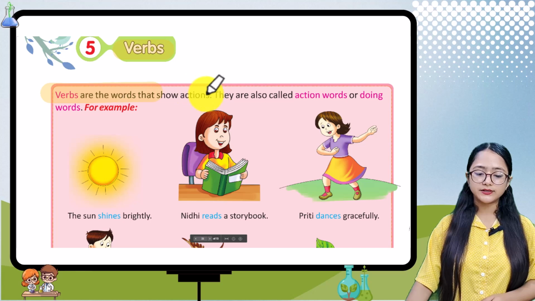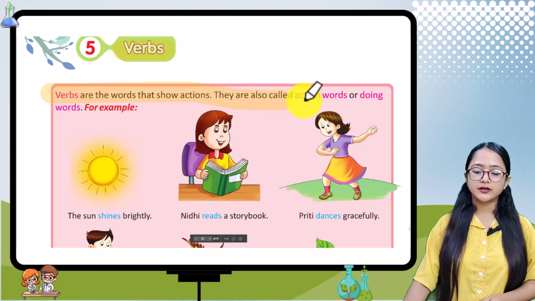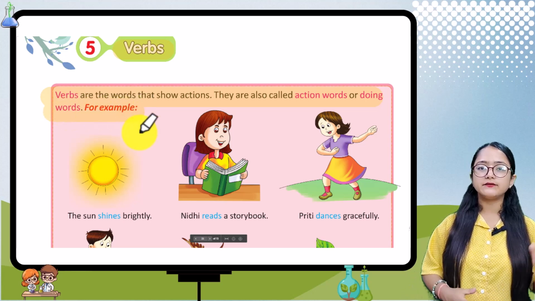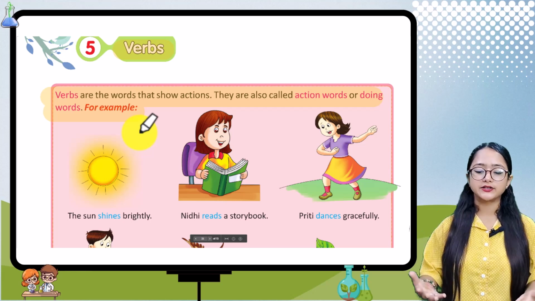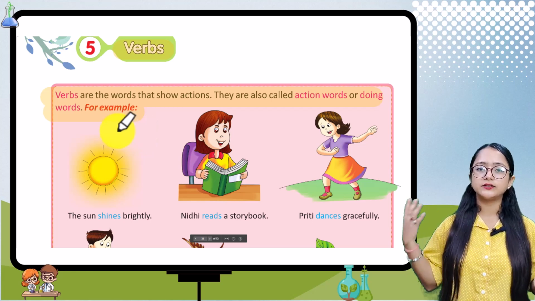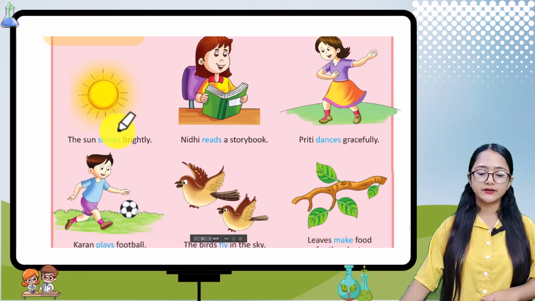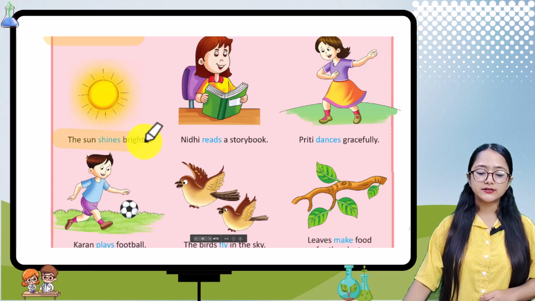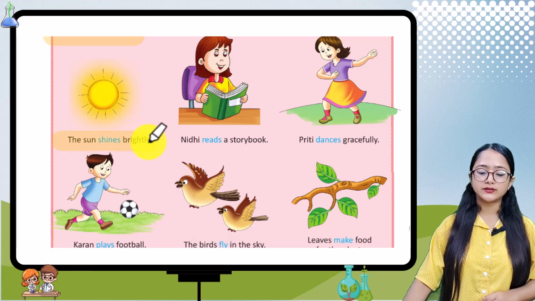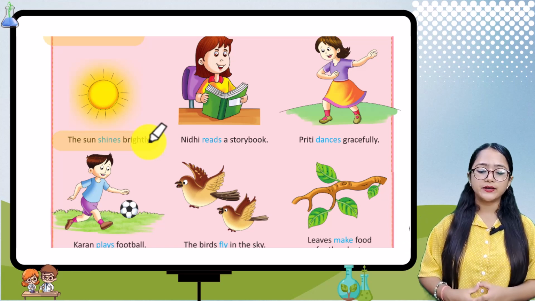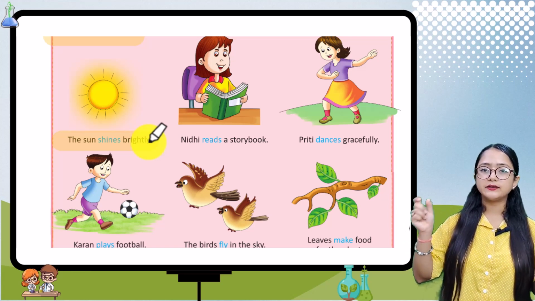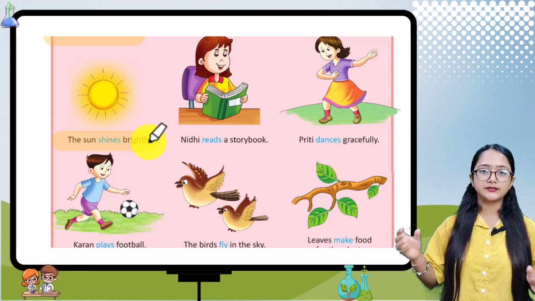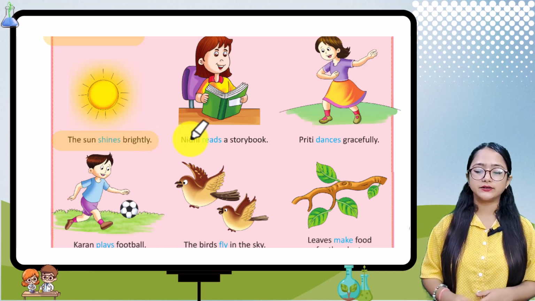Verbs are the words that show actions. They are also called action words or doing words. So basically verbs are the words which show the action. The examples are given. First sentence: the sun shines brightly. How is the sun shining? Brightly. Here it is describing the action, that is shines. Shine is what? The action word, the verb.